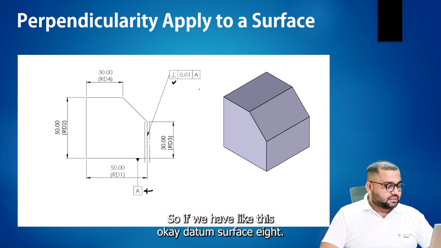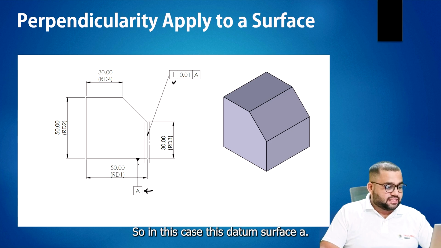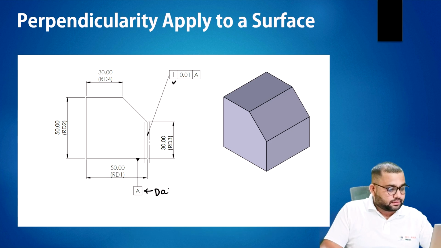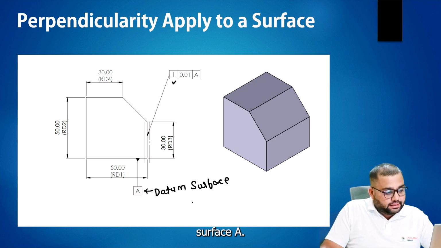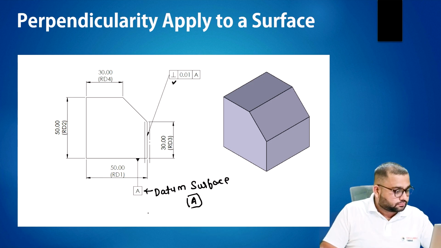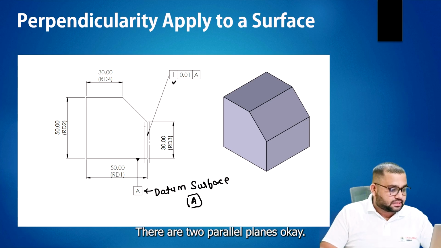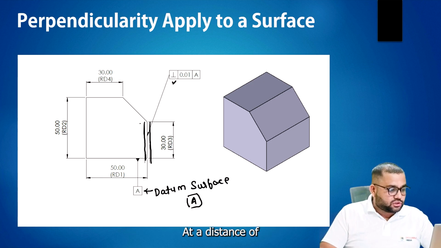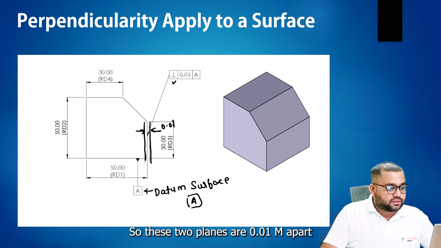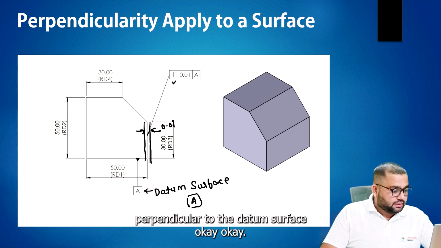So if we have it like this, datum surface A. In this case, you can see this is the datum surface A. There are two parallel planes, this plane and this plane, at a distance of, this is the distance, 0.01 mm apart. So these two planes are 0.01 mm apart, perpendicular to the datum surface A.